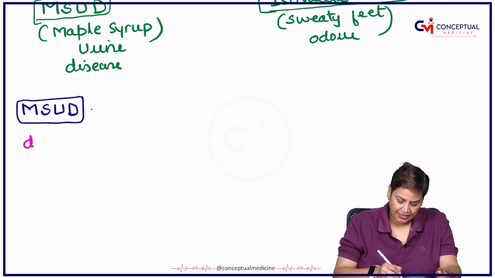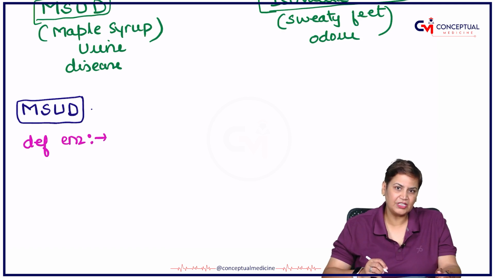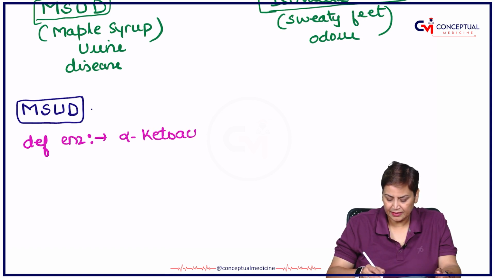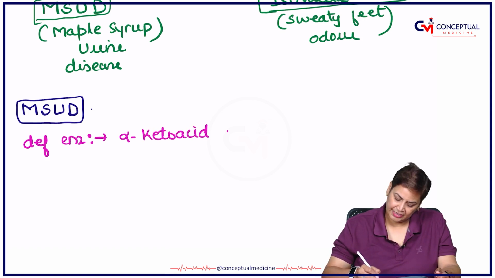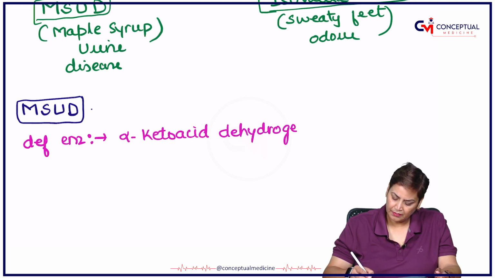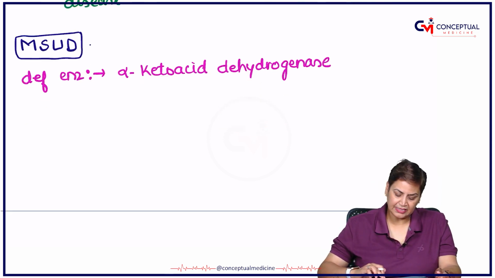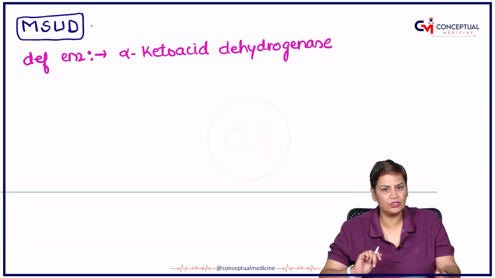What is the deficient enzyme in this? If we talk about the deficient enzyme in MSUD, it is alpha-ketoacid dehydrogenase. So, the deficient enzyme is alpha-ketoacid dehydrogenase.